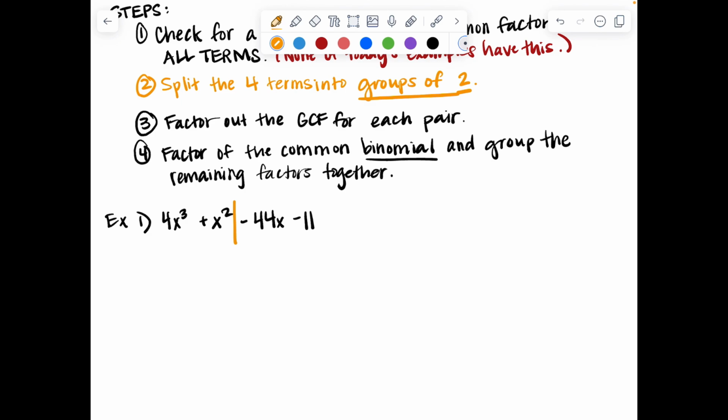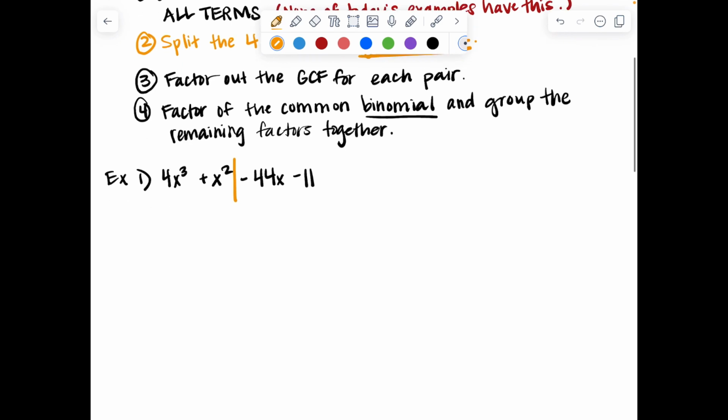All right, so now we're going to find a common factor for just the first 2 terms and factor that out. So the greatest common factor for these 2 terms is x squared. When we factor that out, what's left is 4x plus 1. And then now we'll do the same thing for the second pair.